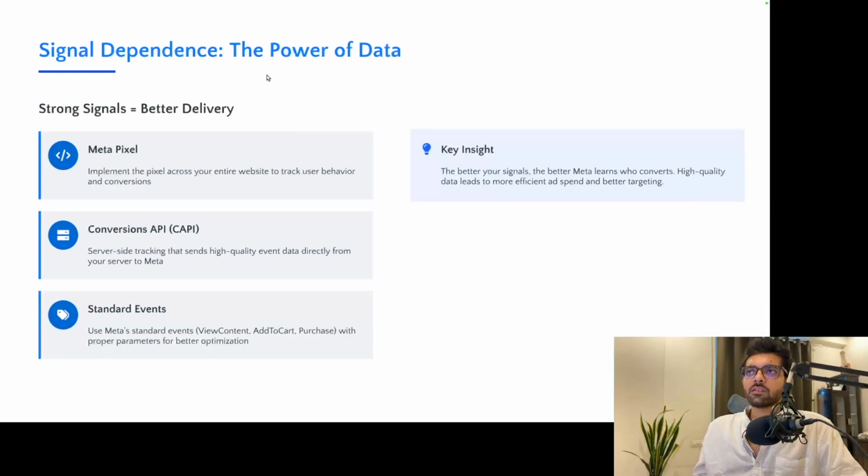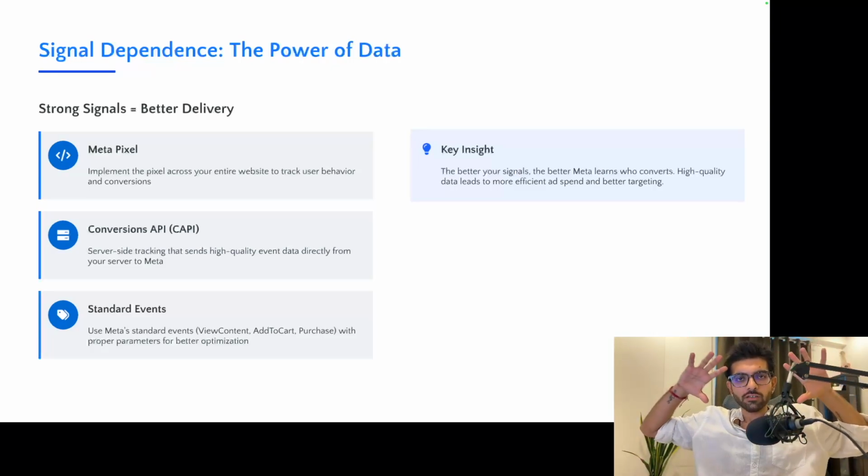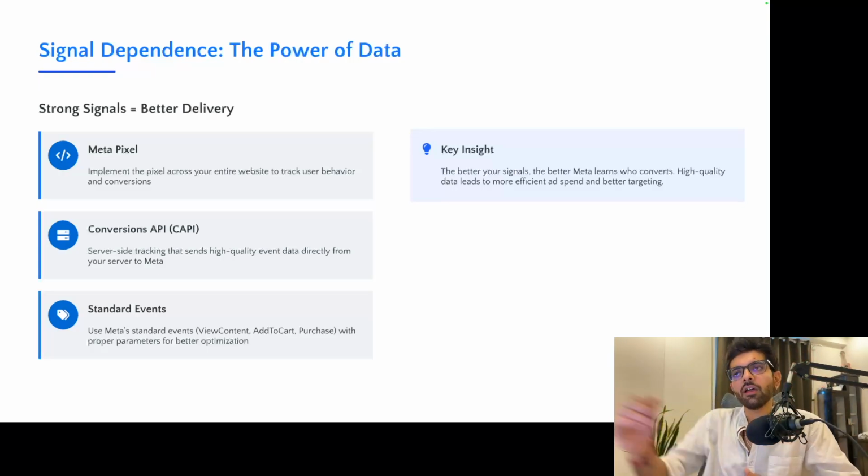Now, signal dependence. As I said, your Meta algorithm is like a bull. So the bull needs a clear picture of that red cloth, right? If you have so many different types of red cloths available over here, or your red cloth is not particularly clear to the algorithm, it will not fetch the best optimal path to reach that goal, right? So this is where your Meta Pixel comes in place. Along with Meta Pixel, there is Conversion API, which we call CAPI, which is nothing but a server-side solution by Meta to gather as much data as possible because Meta Pixel has been limited since iOS 14 and all the other updates happened. And then there are standard events, which are view content, add to cart, purchases with proper parameters, right?